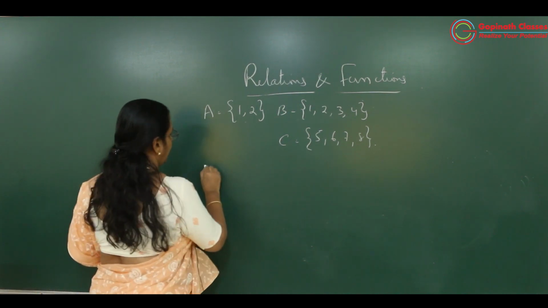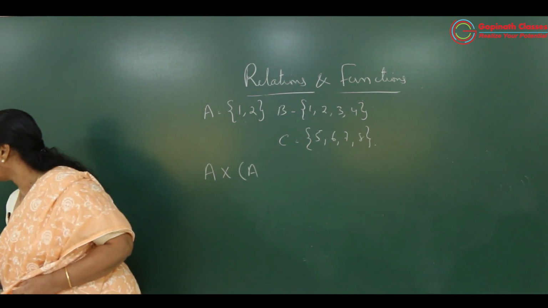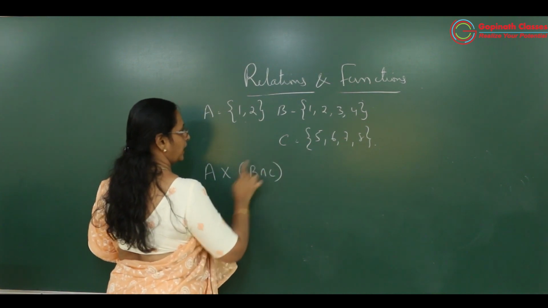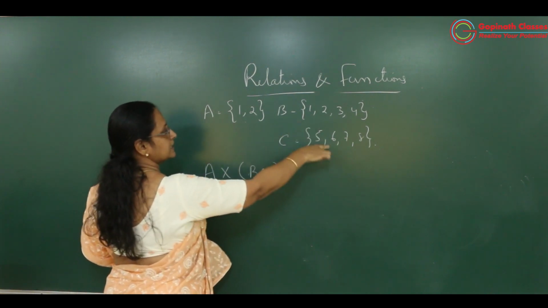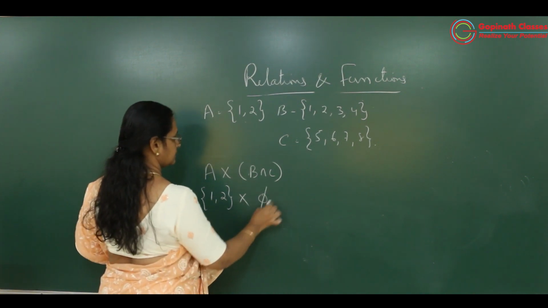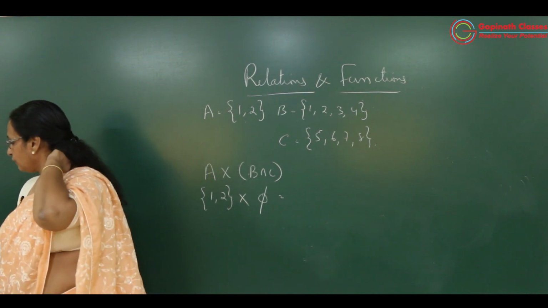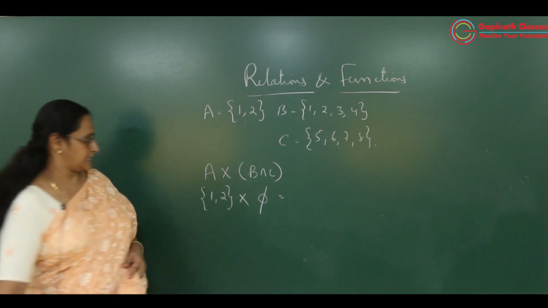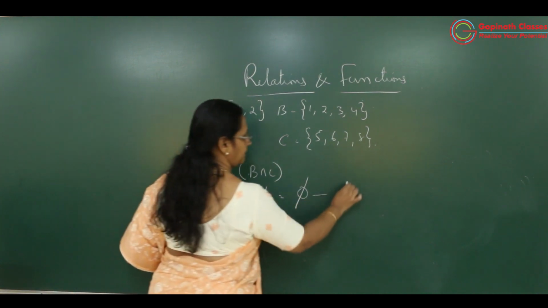So, the left side is A cross (B intersection C). So, A is {1, 2} cross (B intersection C). What is B intersection C? B intersection C is the null set, isn't it? So A cross null set is the null set. This is our LHS. Let's keep it as LHS.